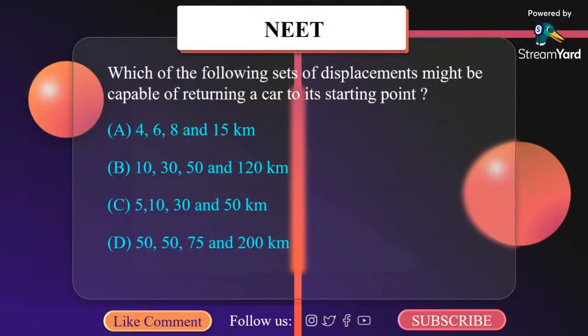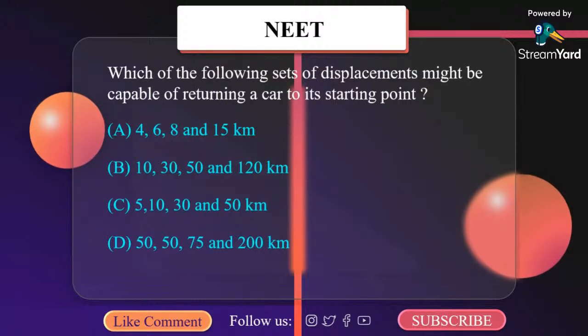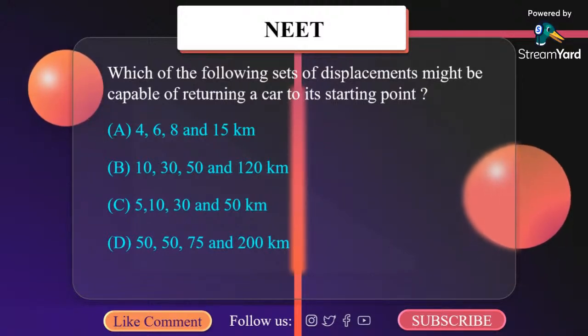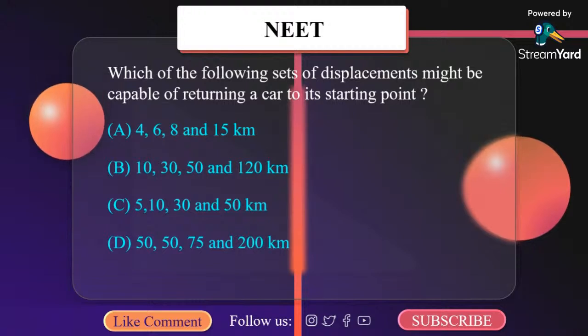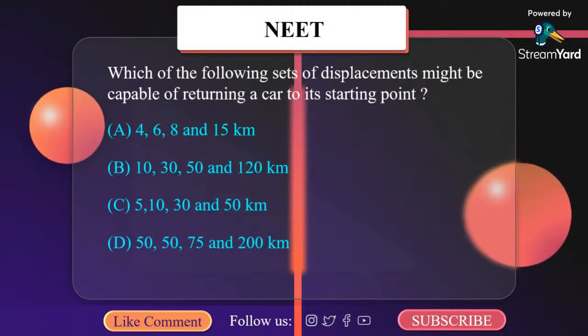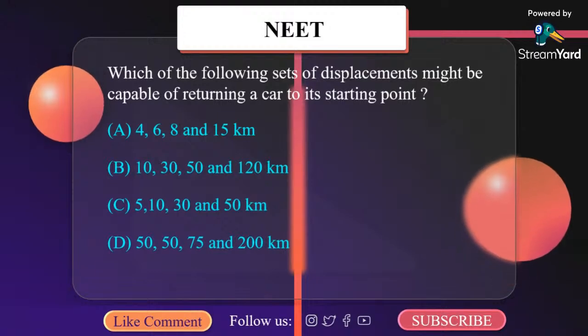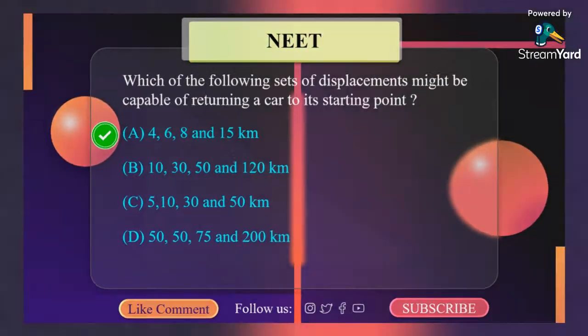Which of the following sets of displacement might be capable of returning a car to its starting point? A 4, 6, 8 and 15 km. B 10, 30, 50 and 120 km. C 5, 10, 30 and 50 km. D 50, 50, 75 and 200 km. It is A 4, 6, 8 and 15 km.